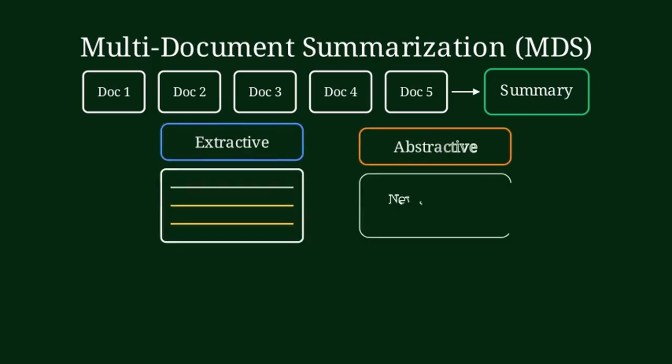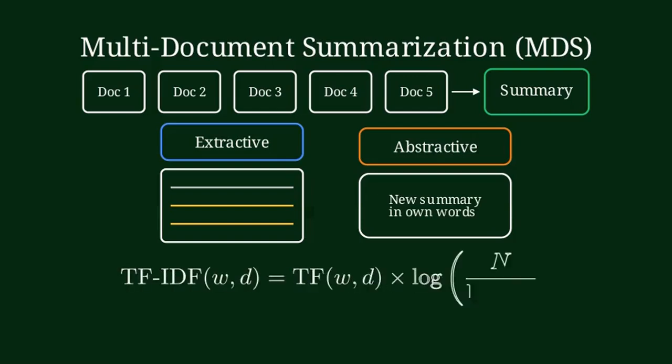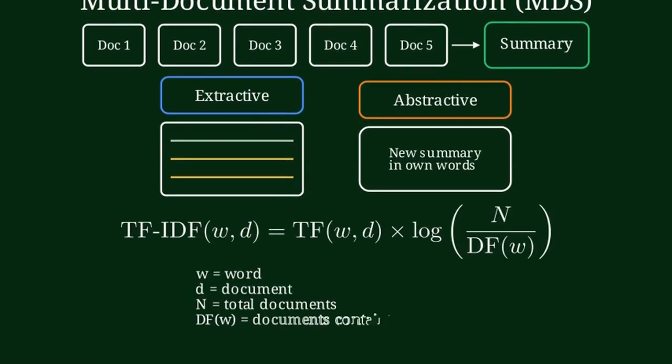There are 2 main methods. Extractive summarization highlights the most important sentences. Abstractive summarization understands the meaning and writes a new sentence in its own words. To pick important sentences, the computer often uses a score called TF-IDF. It rewards words that appear often in a document, but not in every document.